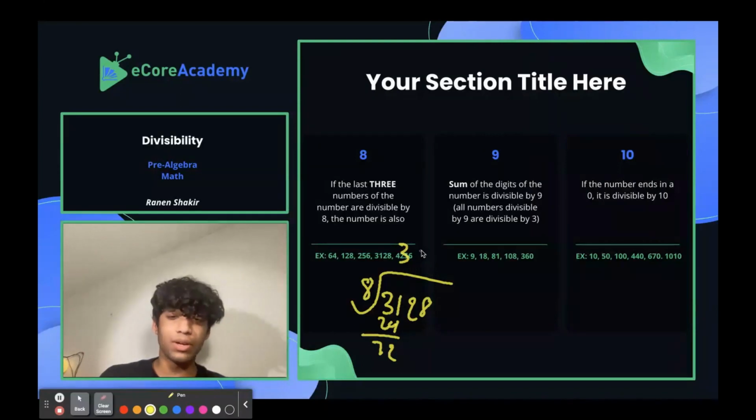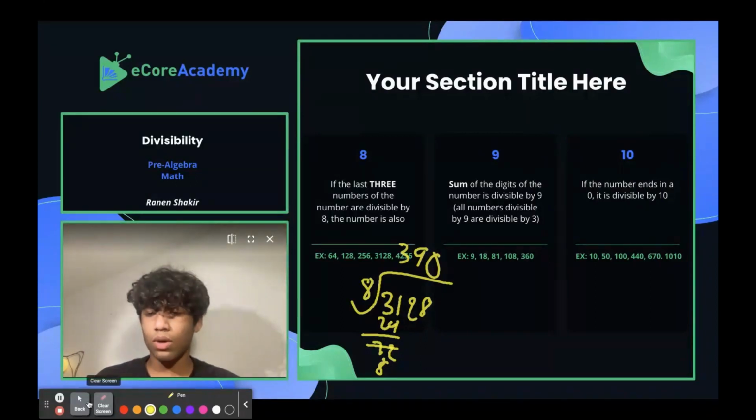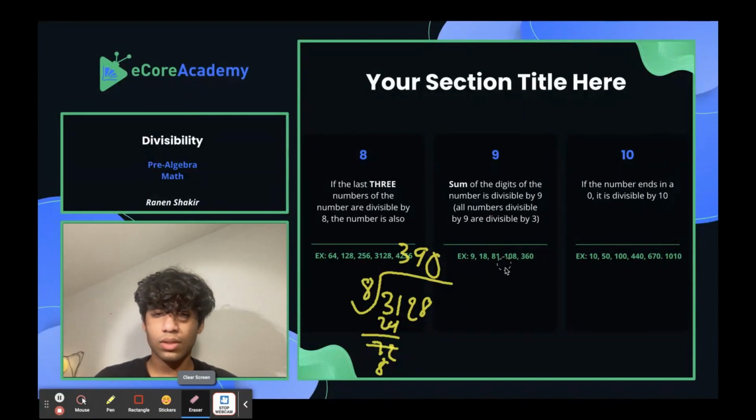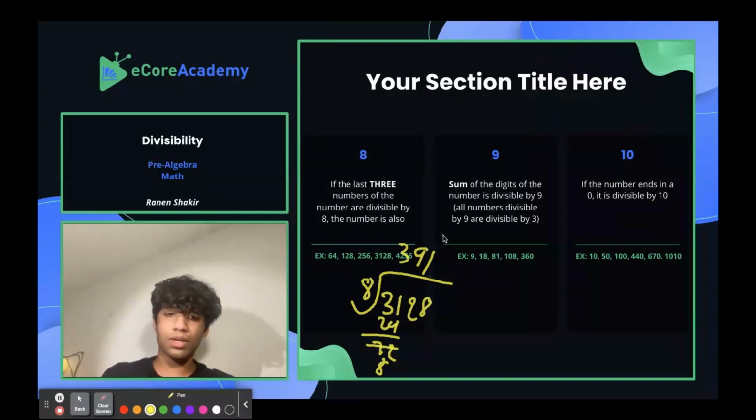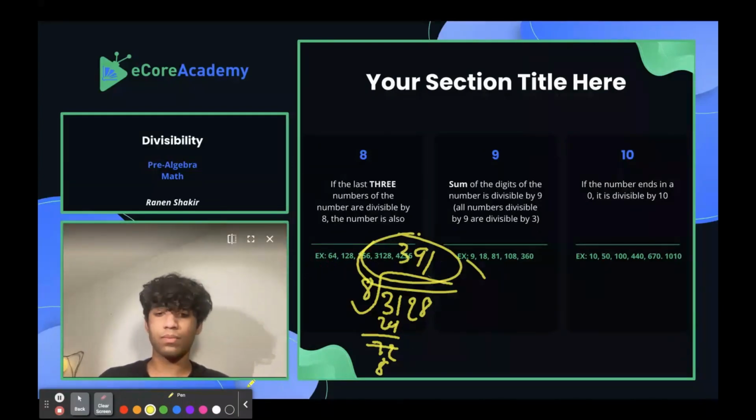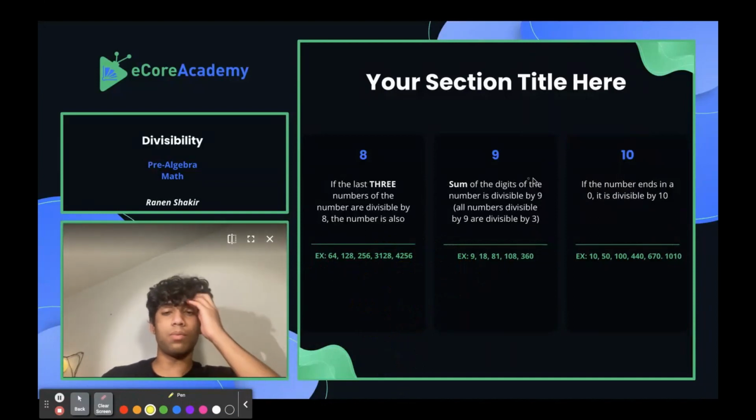Okay, we have 72, and then we have a 9, and this would cancel out, and you have an 8, and then you have a 1. I'm sorry, not a 0, a 1. We can't do simple division. So 391, this is a whole number, so that's how you know it would be divisible by 8.